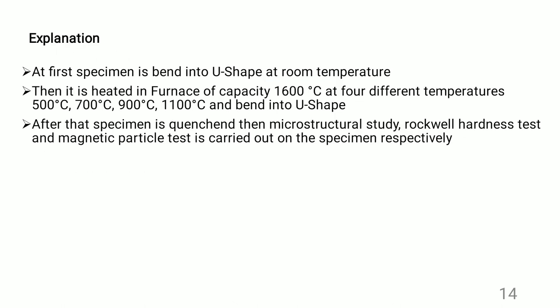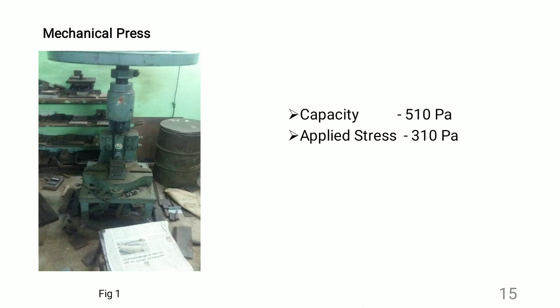And then here are the steps we have followed: the plate of IS2062 is heated at various temperatures. When it is in hot condition, it is bent into U shape, and then it is followed by water quenching. Here we have heated the specimen at different temperatures like 500, 700, 900, and 1100 degrees centigrade, and we have bent that specimen into U shape using a mechanical pressing machine of capacity 5 ton.